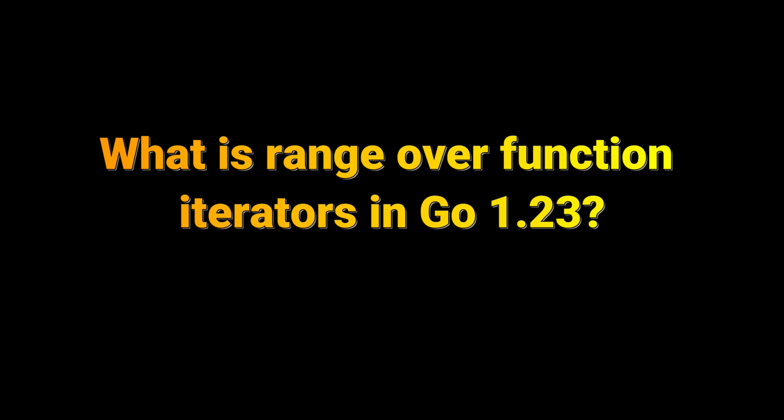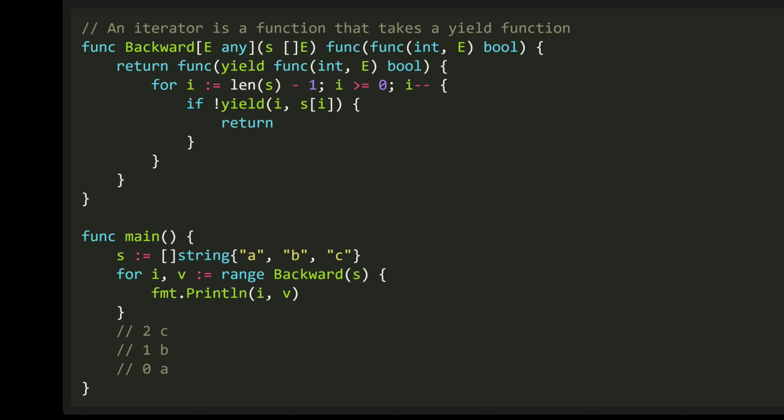Question: what is range over function iterators in Go 1.23? Go 1.23 introduced a new feature called range over function iterators. This lets you create custom iterators that can be used with the range keyword. An iterator is a function that takes a yield function and calls it for each item. The yield function returns a Boolean that tells the iterator whether to continue. You can then use this iterator directly in a for range loop. This makes it easier to create reusable iteration logic for custom data structures or iteration patterns like going through a slice backward.